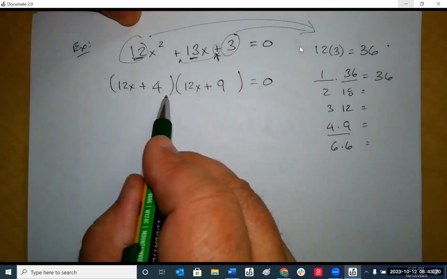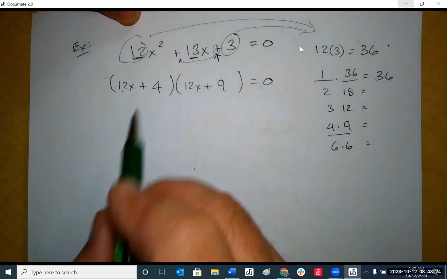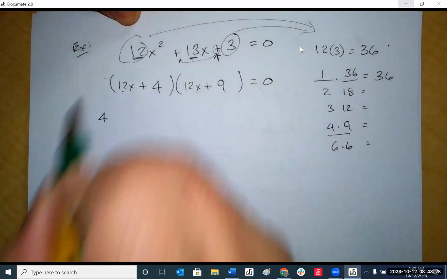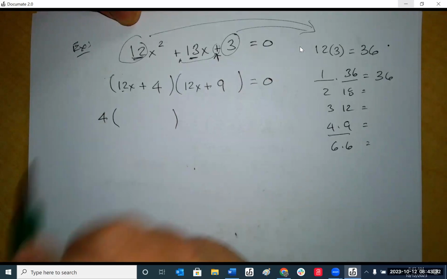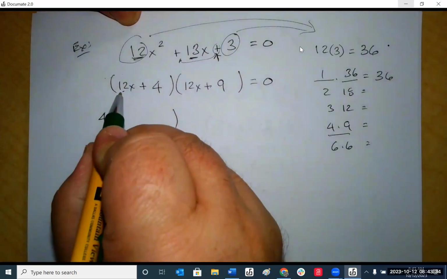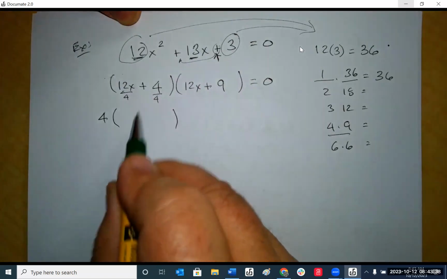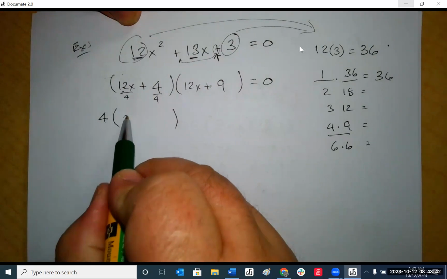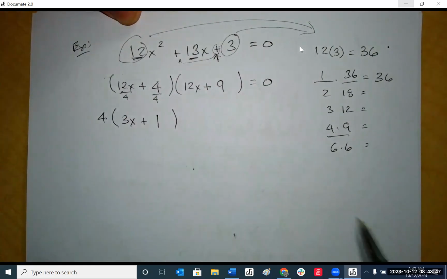Now, in each of these terms, factor out what they have in common. What do 12 and 4 have in common? 12 is made up of 3 times 4, so I can factor out a 4. And to see what goes inside, I divide both of those by 4. 12 divided by 4 is 3x. 4 divided by 4 is 1.